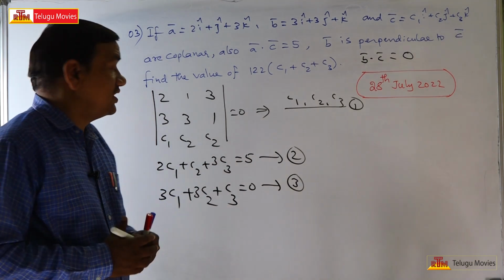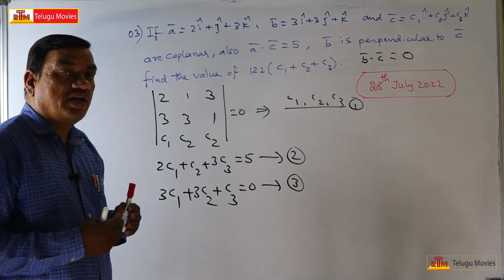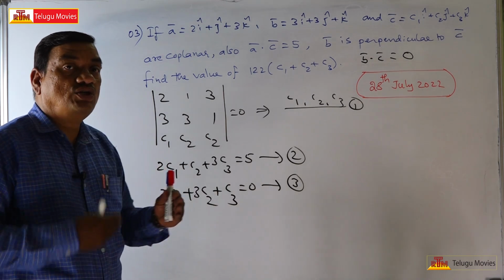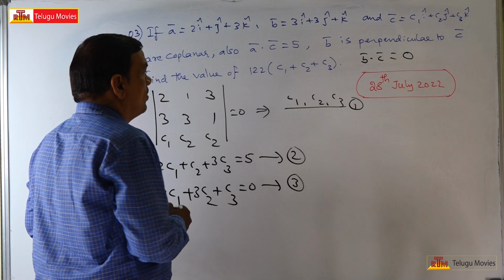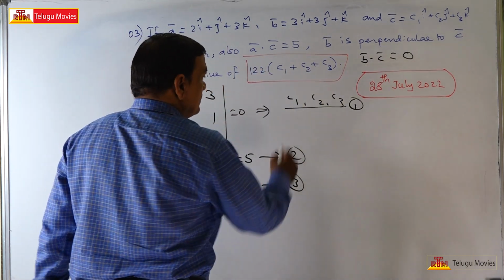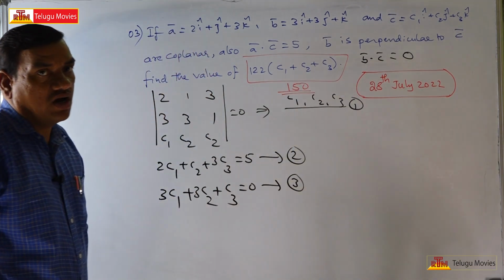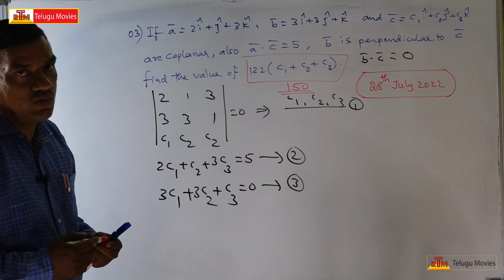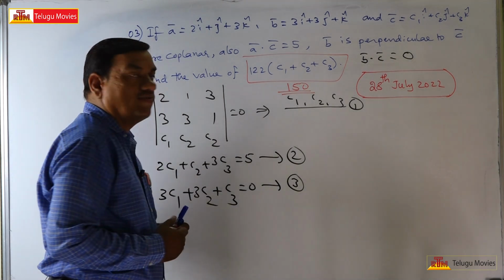There is no shortcut here. First remove C3 and next you will get two equations in C1 and C2. You solve them and ultimately the answer for this problem, 122 times C1 plus C2 plus C3, is 150. 150 is your answer. So try to solve this problem on your own, and you will get the answer as 150.